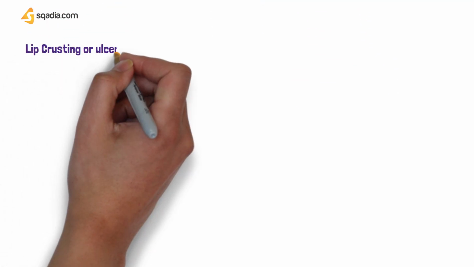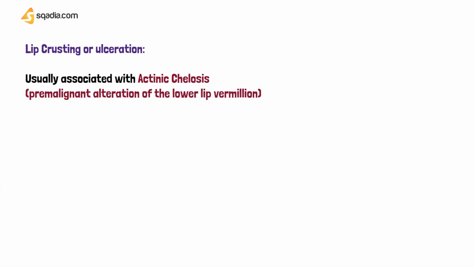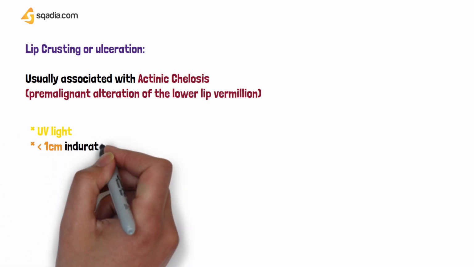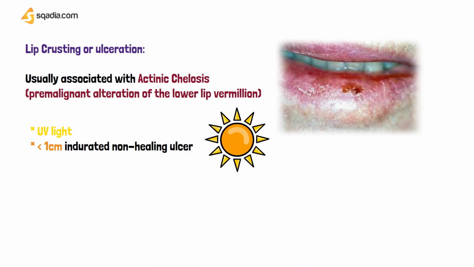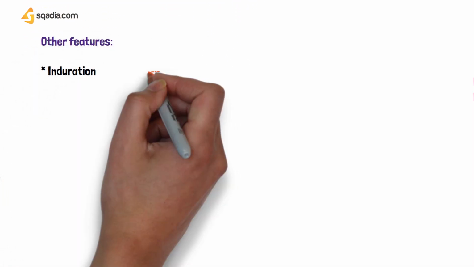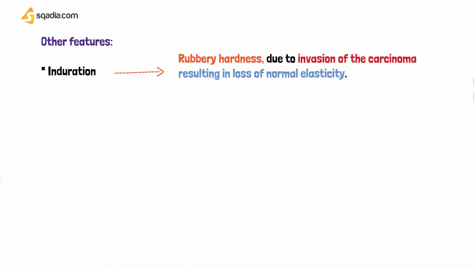Lip crusting or ulceration. Usually in cases of actinic cheilosis, this is a premalignant alteration of the lower lip vermilion. This occurs due to the harmful exposure to UV light. And usually it appears as a non-healing ulcer, which may be less than 1 centimeter in diameter, so it is diagnosed at a very late stage. Other features include induration. Just like we discussed before, this is the rubbery hardness, and it occurs due to the invasion of the carcinoma, which results in the loss of normal elasticity.